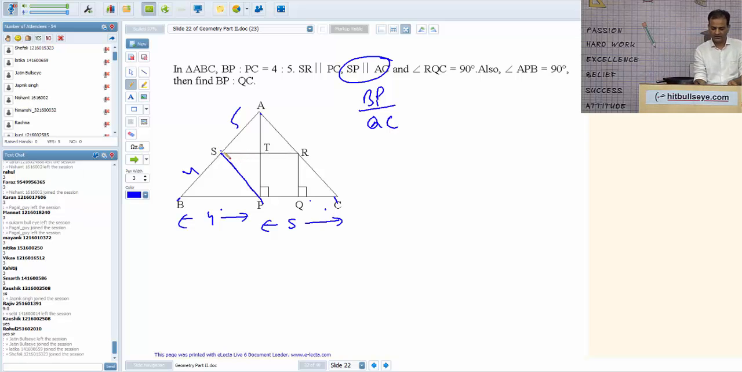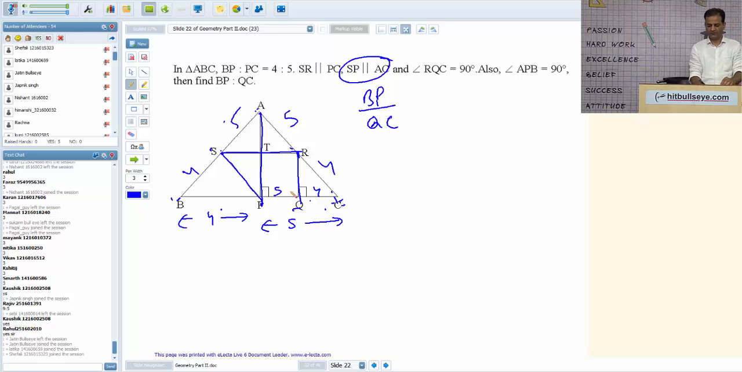Again, it is given SR is parallel to PC, or you can say AB. Again, triangle ASR and triangle ABC are similar. So this is 5, this will be 4, friends. Now in this triangle, AP is a perpendicular, RQ is a perpendicular. These two triangles RQC and APC are again similar. So again this will be 4:5.